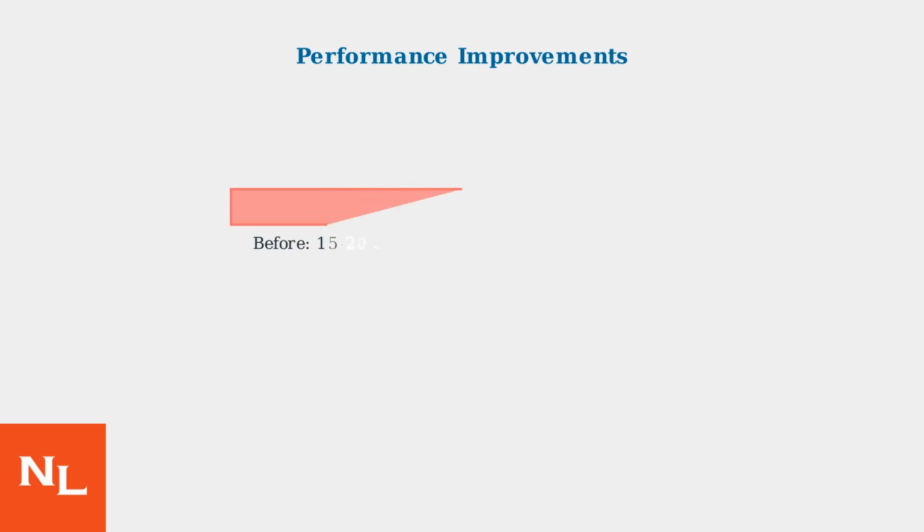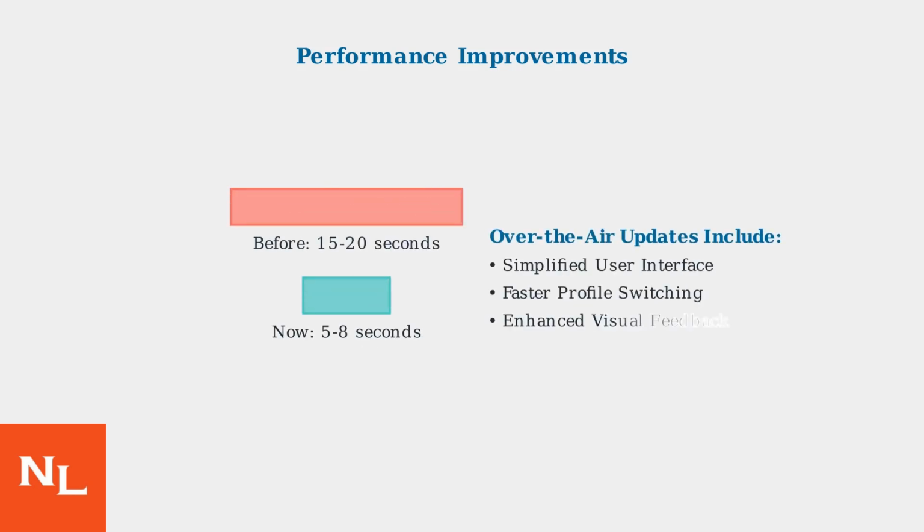Toyota Safety Sense 3.0 now works seamlessly with Guest Mode, maintaining all safety protocols while allowing temporary users full access to the infotainment system. Over-the-air updates have revolutionized the Guest Mode experience. The user interface has been simplified with more intuitive visual cues, and profile switching time has been dramatically reduced from 15 to 20 seconds down to just 5 to 8 seconds.